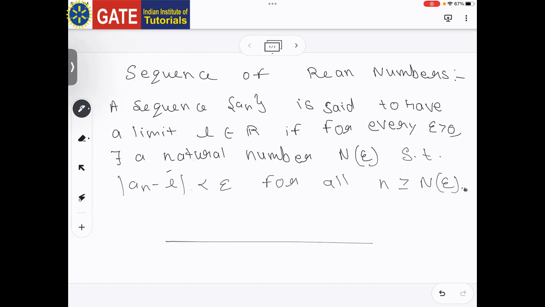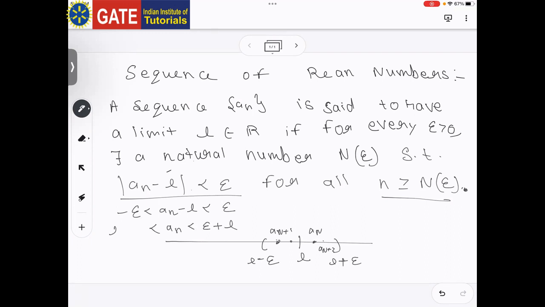So what they're saying is, if this is your L, you take any neighborhood around L. So this is L plus epsilon, L minus epsilon. Your sequence after some capital N will be inside this. That is a_(N+1), a_(N+2), the tail will be inside this. You look at this equation. This equation tells you |a_n minus L| is less than epsilon, then a_n is between L minus epsilon and L plus epsilon. So that means a_n belongs to the interval L minus epsilon to L plus epsilon for all n greater than or equal to capital N. That is, after some time, the sequence will be inside this interval. Okay, that's what convergence means.